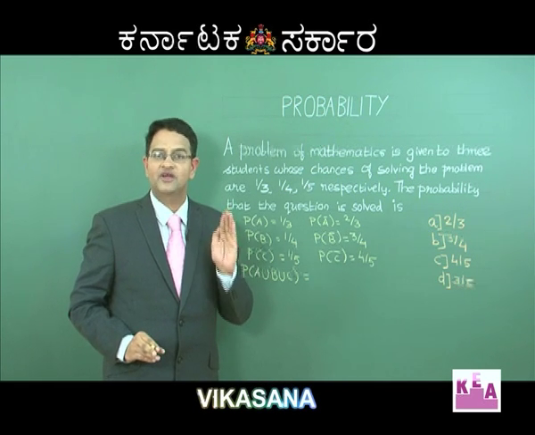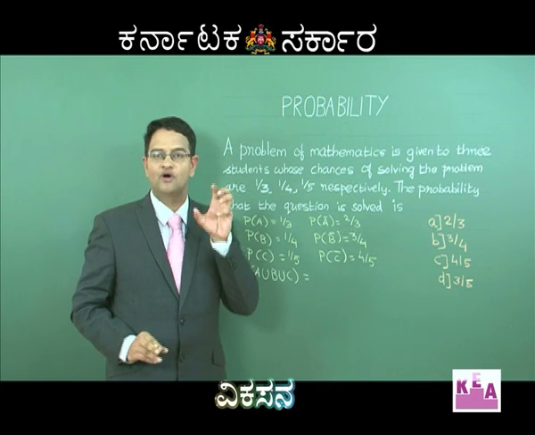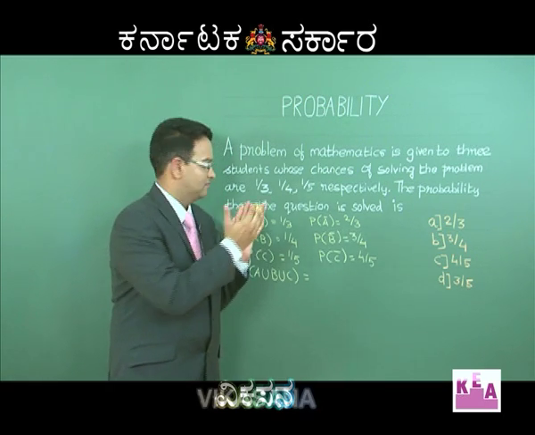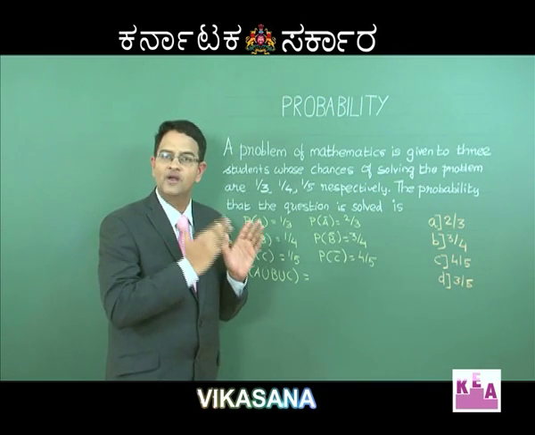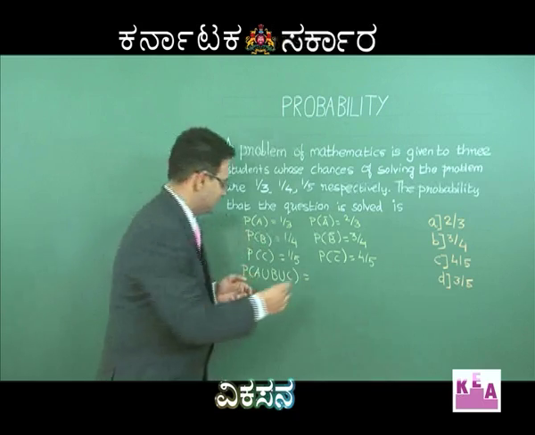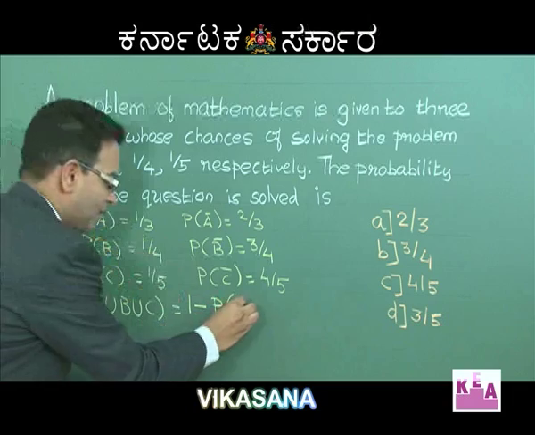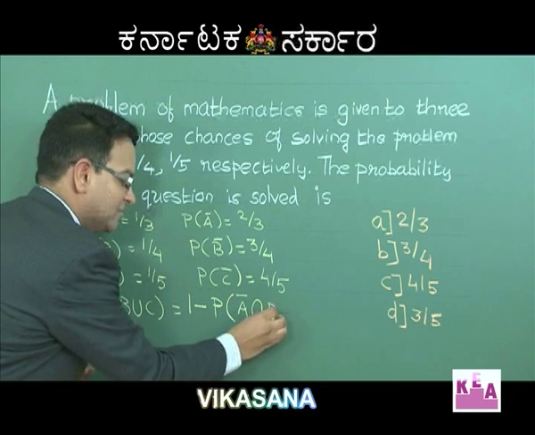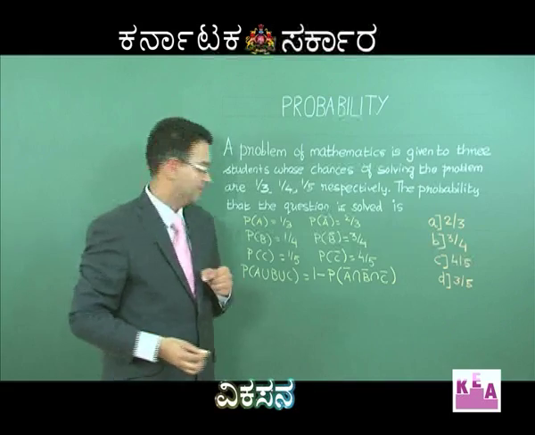So P of A plus P of A bar is 1, so P of A would be nothing but 1 minus P of A bar. Same logic we are going to apply. So what is the logic once again? We want the problem to be solved, but we are finding it through another way, which is 1 minus probability of the question is not solved. So which is nothing but 1 minus P of A does not solve the problem, which means A bar, and B also does not solve the problem, which means intersection B bar, and C also does not solve the problem, which is intersection C bar.